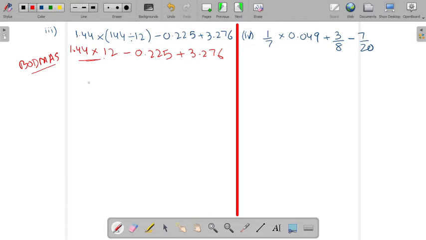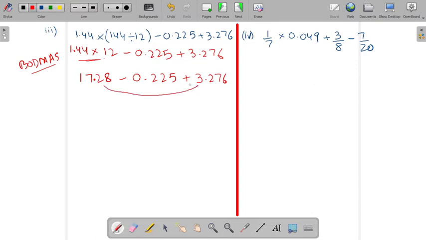So 144 multiply 12. 1728. Now you have to put the decimal. So decimal will come over here. So 0.225 plus 3.276. What should be the next step now?